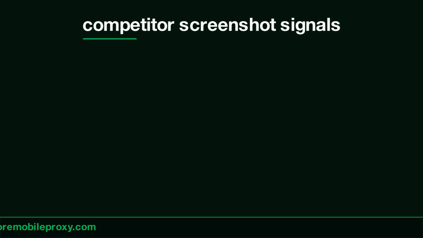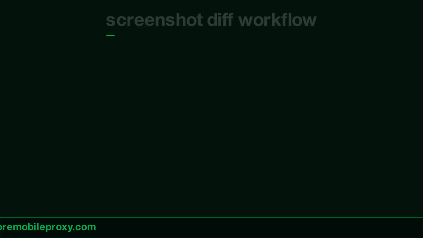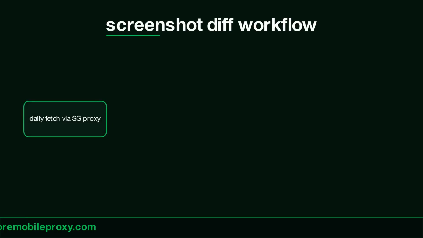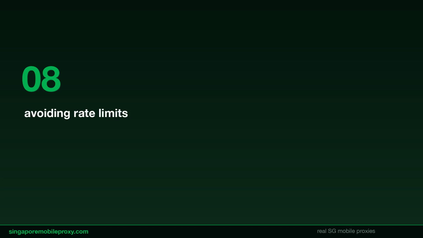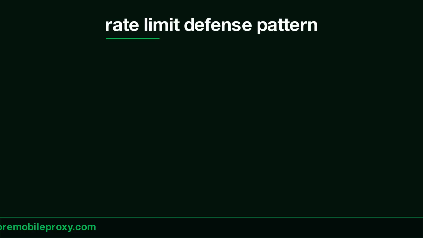A spike in negative reviews mentioning a specific feature usually means the feature broke for one device class on one store. Then there's screenshot diff monitoring. When a competitor pushes a new build, their screenshots often change. The screenshots that show up in the SG storefront for a competitor app are a richer signal than the version number because they tell you what the competitor is testing for ranking and conversion. Run a daily fetch of competitor app metadata through your Singapore mobile proxy, hash the screenshot URLs, and diff against the previous day. Any new screenshot triggers an alert. Most days the alerts are noise. Some days they catch a competitor running an A/B test on their store listing that you can learn from.